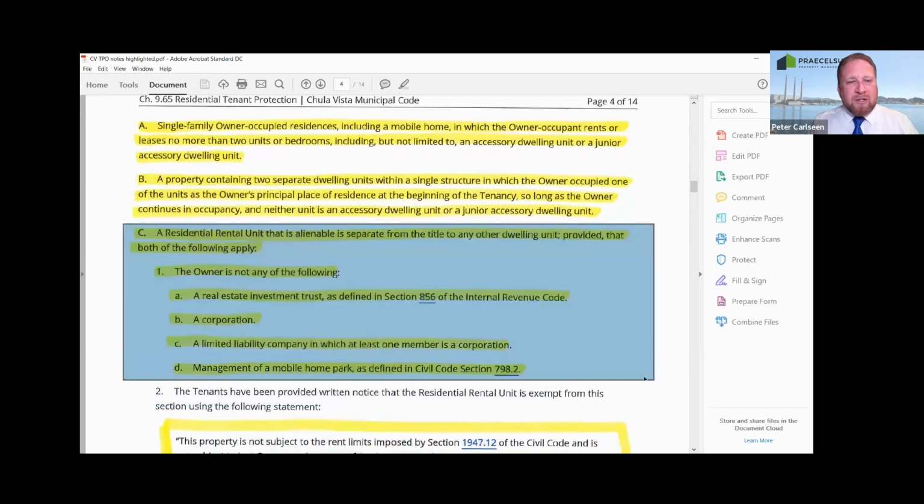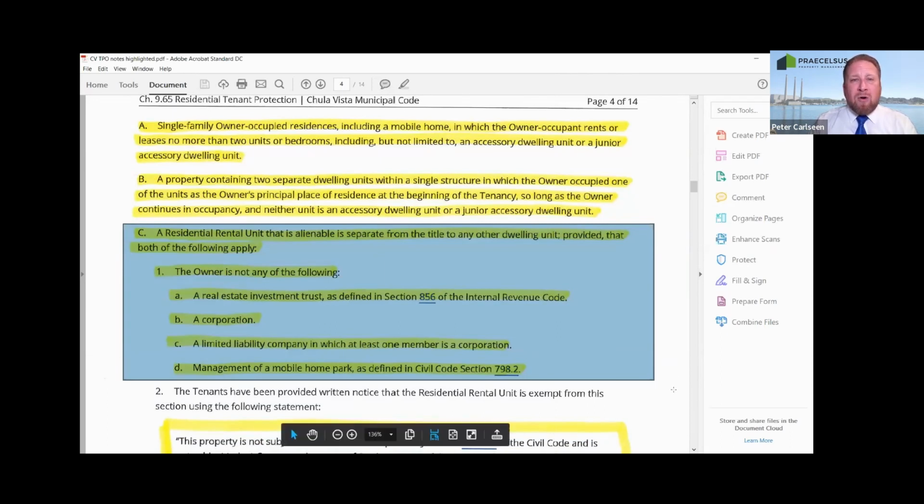C is going to be the most common one here, and that is going to be a residential rental unit that is alienable, separate from the title to any other dwelling unit. That's a fancy way of saying it has its own assessor parcel number. So every property has its own APN. It's like a fingerprint to people or a phone number for people. Everyone's got its own specific one. And if you look up in the tax records on what your APN is, you'll see it's like a 9-digit number. Okay, and it's specific to each individual property.